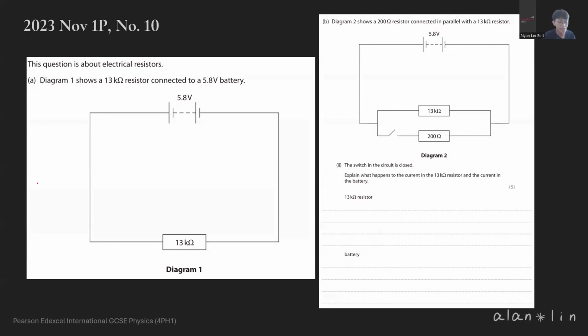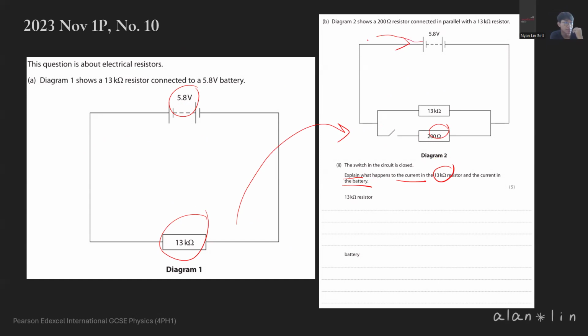So here we have a circuit with a 5.8 volt battery and a 13 kilo ohm resistor in a series circuit. And we're going to change from this series circuit to this parallel circuit with an additional 200 ohm resistor. And we're going to have to explain what happened to the current in the 13 kilo ohm resistor and the current in the battery. So it's going to be the current through this.